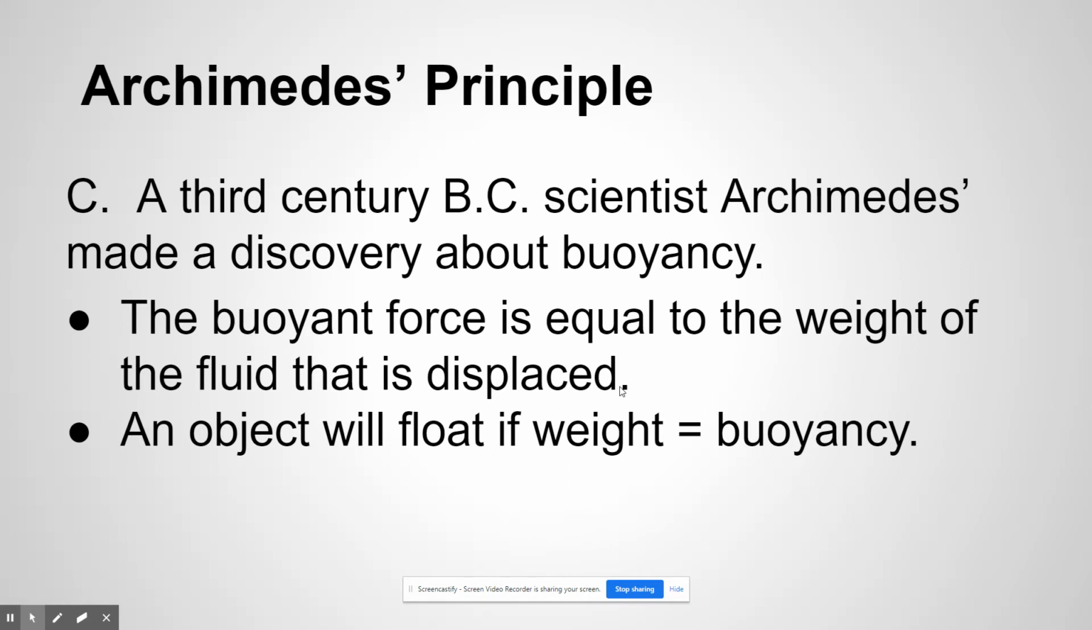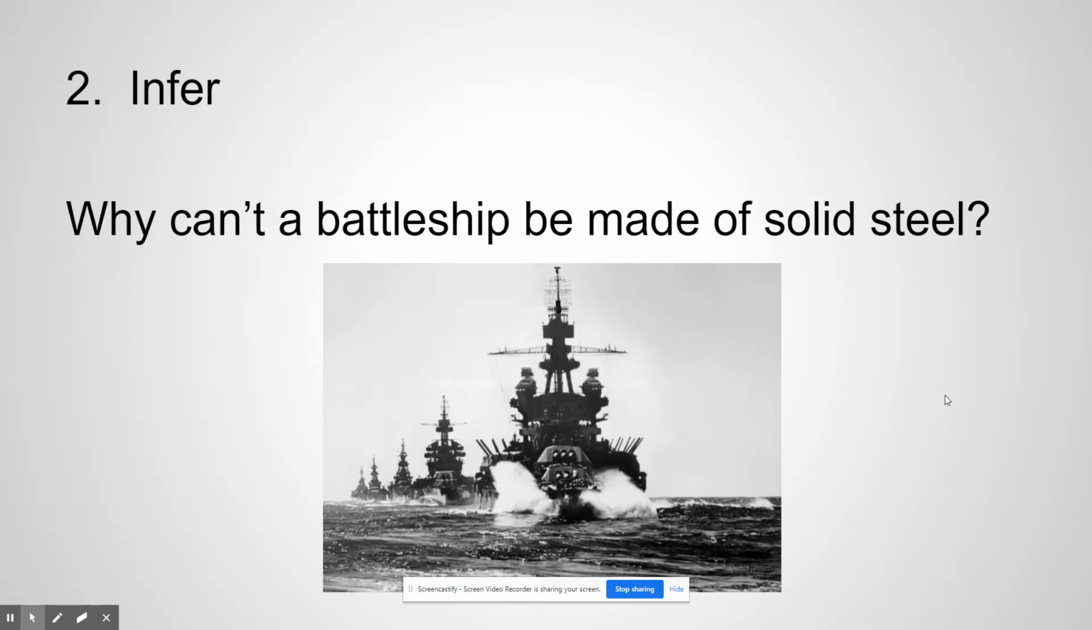So an object will float if the weight equals the buoyancy. Weight is the pull down, buoyancy is the push up. When they equal each other, it will float in water. Not necessarily on the top, but it will float and not sink. So infer: why can't a battleship be made of solid steel? Think about that in your mind. Why can't it be made of solid steel?